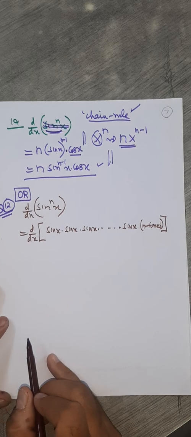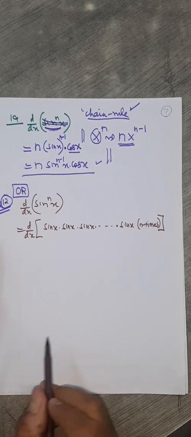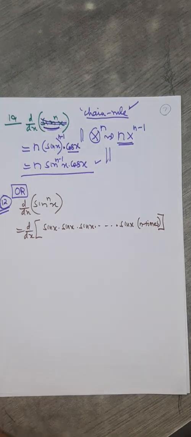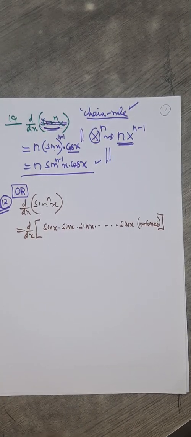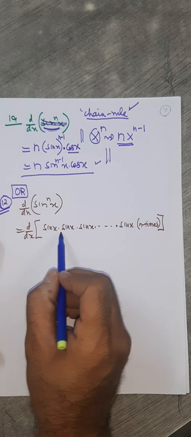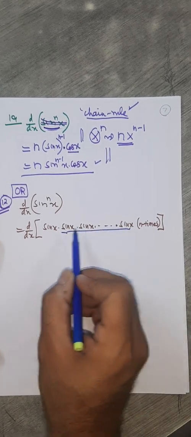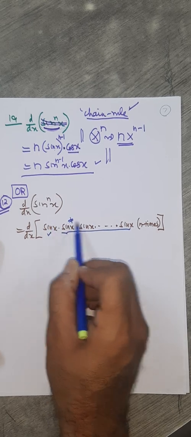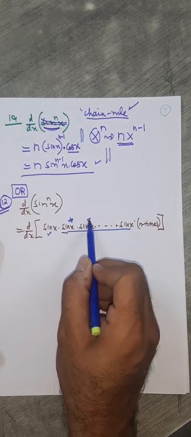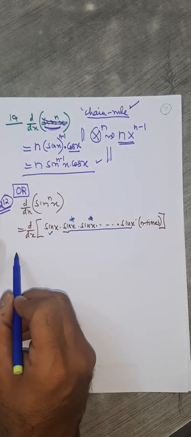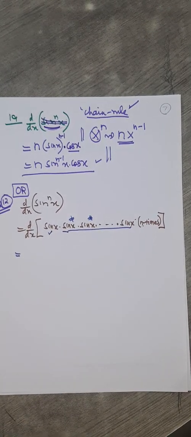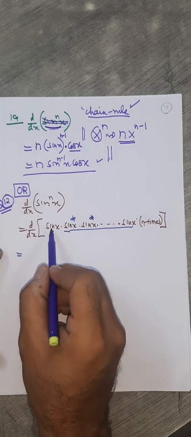Sin x, how many times? N times. Right? Now product rule. What's the product rule? As I explained a number of times, you differentiate one, keep the others as they are. First you differentiate this, then differentiate this, keeping the remaining as they are. Then differentiate this, keeping the remaining as they are. Do that how many times? N times. Fine?